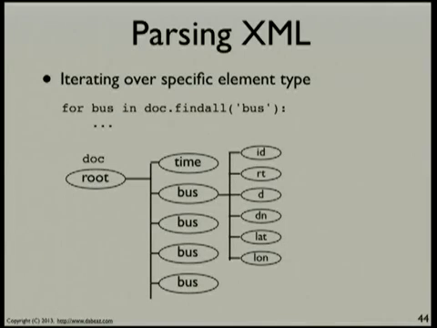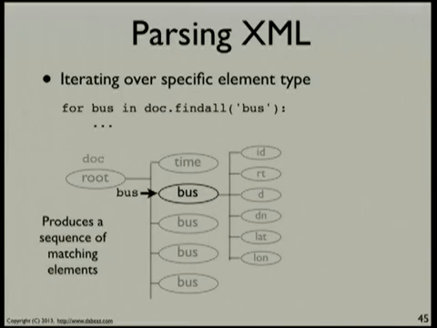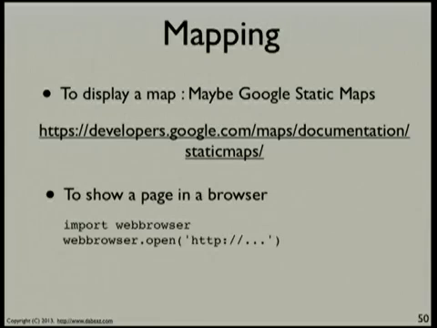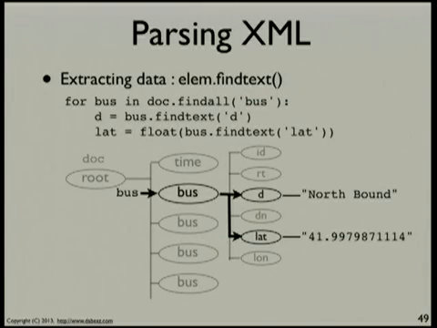And then what you'll typically do is do a little for loop where you'll say, okay, for bus in doc.findall('bus'), this will essentially iterate over these bus elements one at a time. So it's going to go through the document. It'll sort of say, okay, we're going one at a time over each bus. And then for each of those, you can essentially pull data out of it by using things like findtext. So you can say, okay, give me the direction that this thing was going, or give me the latitude coordinate of the bus. So that's what we're going to do.